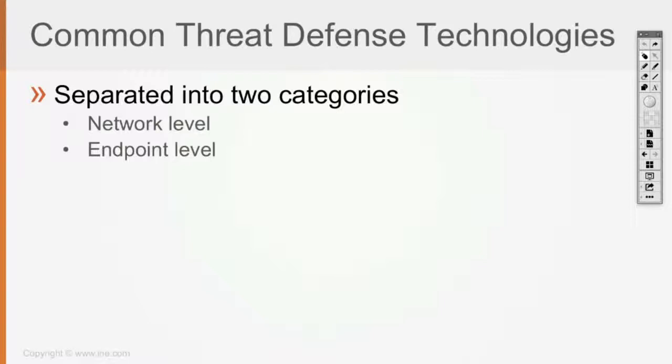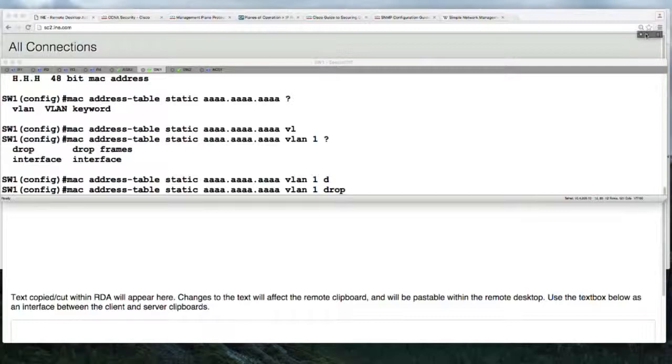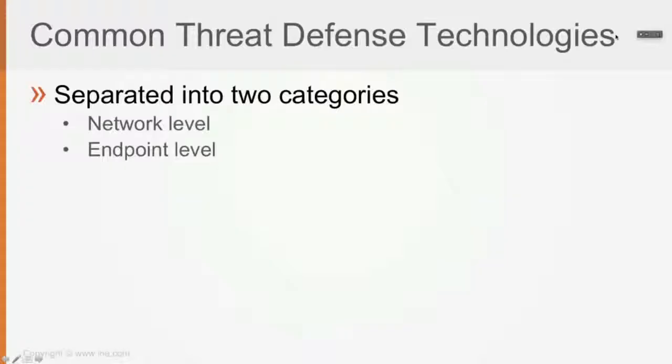We can separate the common threat defense technologies into two categories: something deployed at the network level and something deployed at the endpoint level. As you're going to see briefly within this class, you need both of those in order to provide what we were speaking about yesterday, called defense in depth. If you want to provide defense in depth, you have to make sure you have specific security technologies deployed at both the network level and the endpoint level.